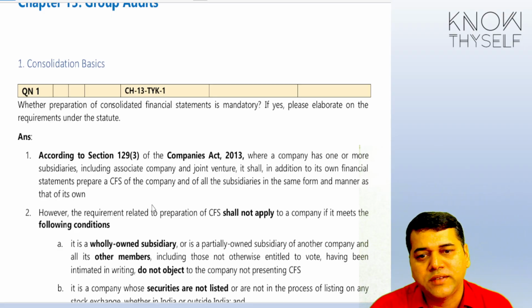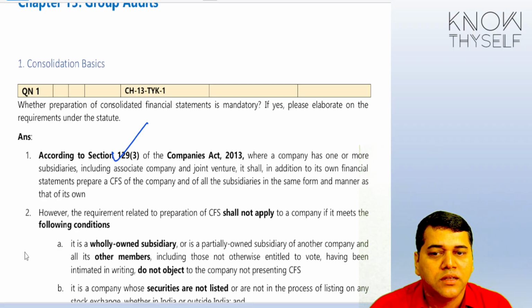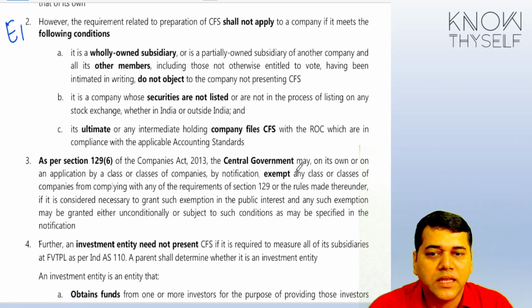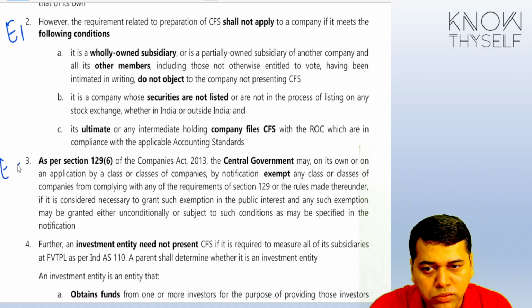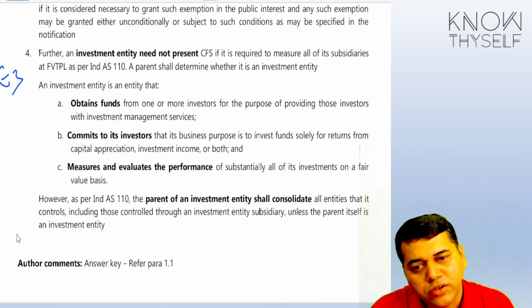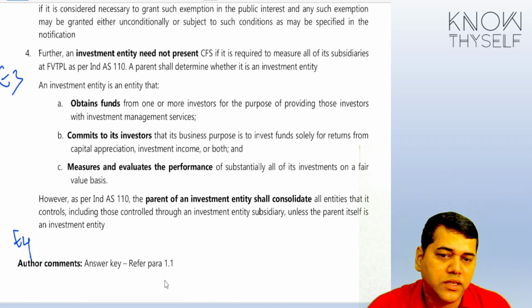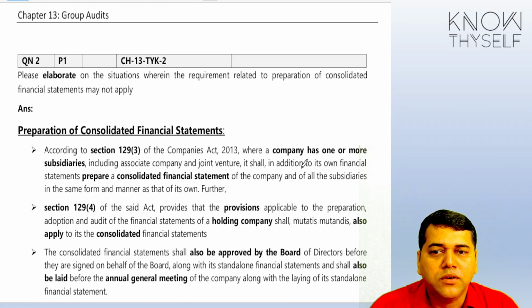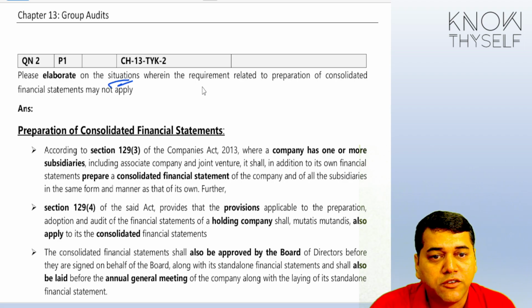So what you are going to tell, section 129, you are going to tell, then you are going to say exemption number 1, then you can tell about exemption number 2, then you will tell about exemption number 3, and you can talk about exemption number 4. They said refer para number 11. Very easy.